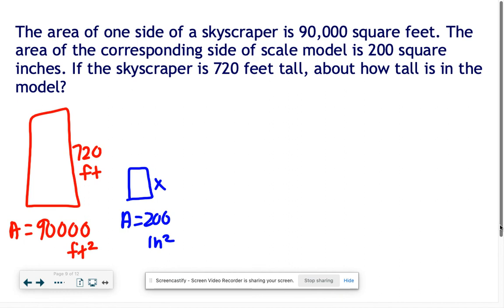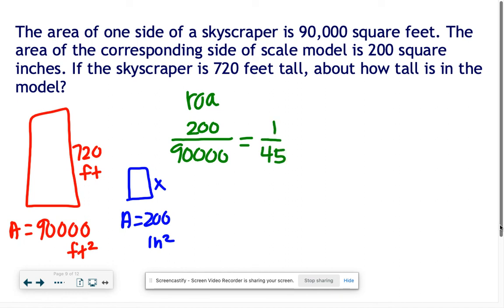Okay, so it starts off just like the ones we were just doing, so we know both of the areas, and we're looking for the side length. So start with the ratio of your areas. So 200 over 90,000. Reduce because we can. This one reduces to 1 over 450. Okay, from here, we want our scale factor, so we take the square root. Square root of 1 is just 1, that's nice. Square root of 450, we'll round to 21.2-ish.